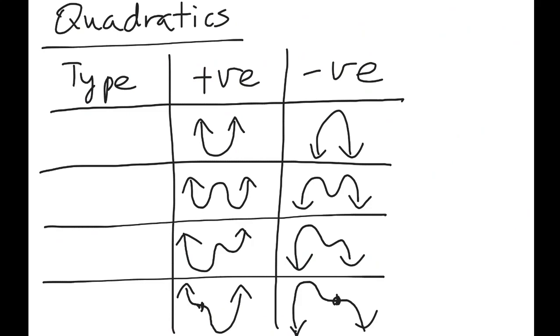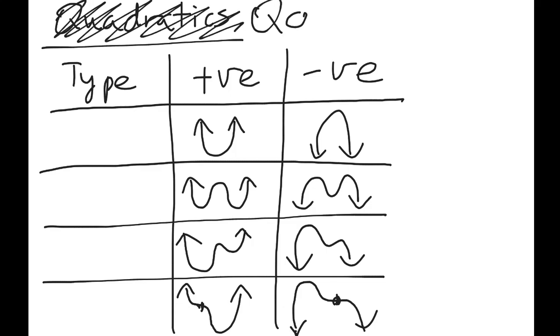So, for quadratics, we have multiple types. Notice that the first one looks, not quadratics. That should not say quadratics, that should say quartics. And I can't spell today. I apologize for my handwriting.